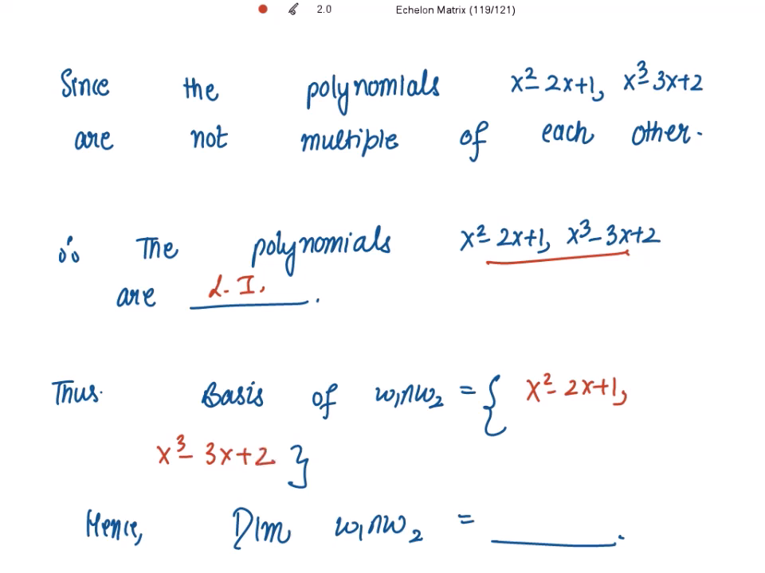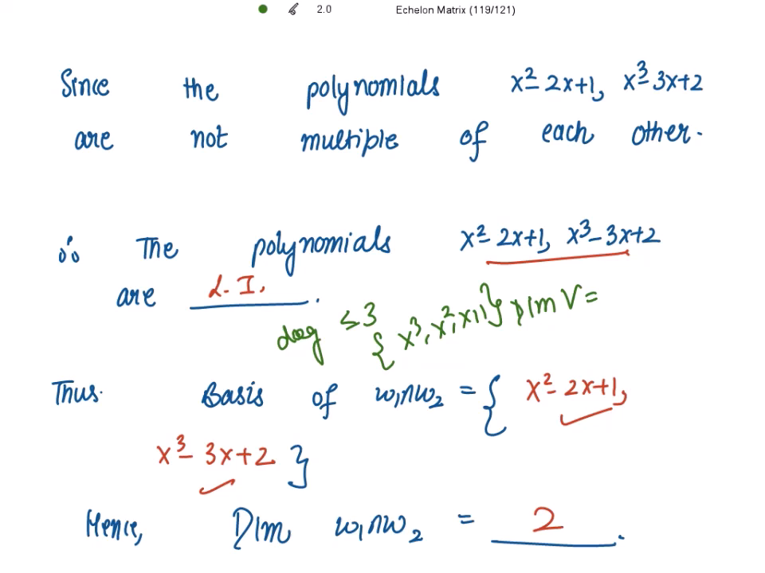These are the basis, and the dimension of their intersection is the number of elements, which is 2. Now we need to extend this basis to the basis of V. What is the dimension of V? V is the set of polynomials of degree less than or equal to 3. The standard ordered basis of V is x³, x², x, 1. So the dimension of V is 4, because the number of elements in the ordered basis is 4.